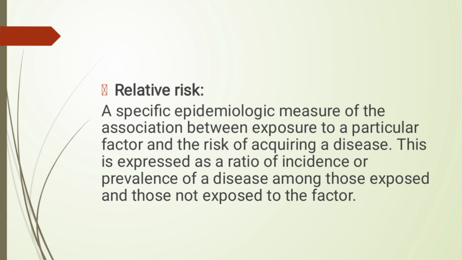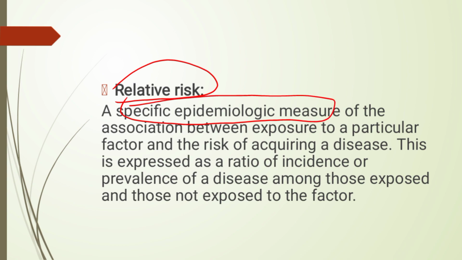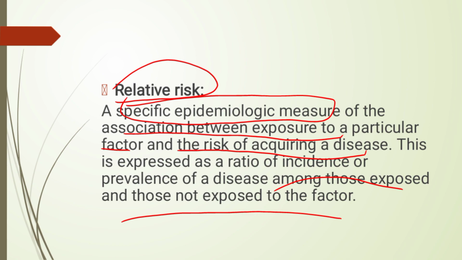Okay. Now relative risk, basically you should know it is an epidemiological measure. You have studied in your community medicine that there is relative risk and other types of risk. It is basically a specific epidemiologic measure through which you find an association between the exposure to a particular factor and the risk of acquiring a disease. Like smoking is related to lung cancer. Okay. This is expressed as a ratio of incidence or prevalence of a disease. Means it tells you about the new cases of the disease among those who are exposed or not exposed to the factor basically.